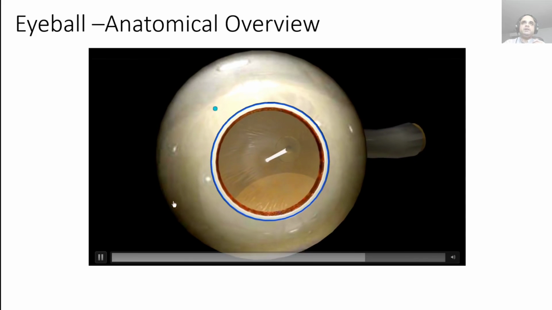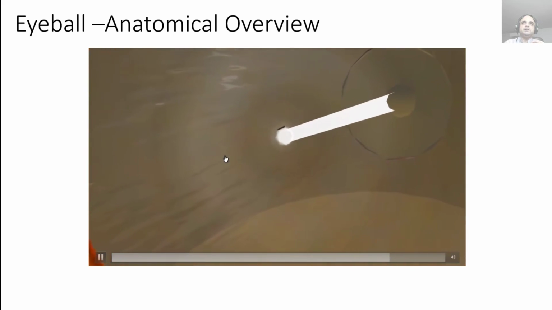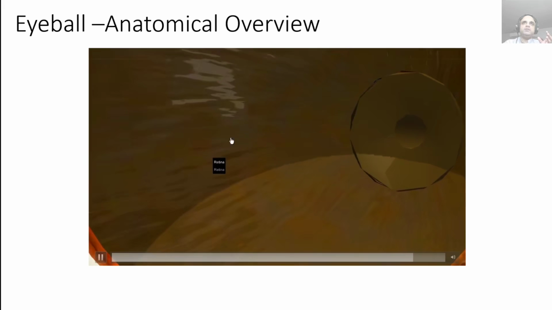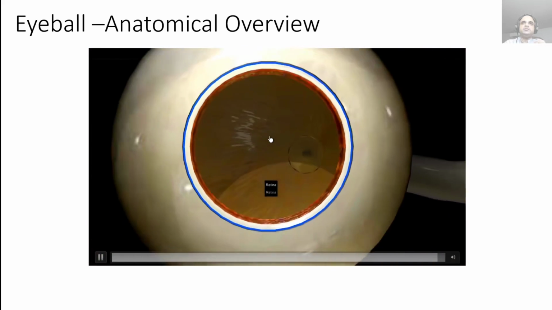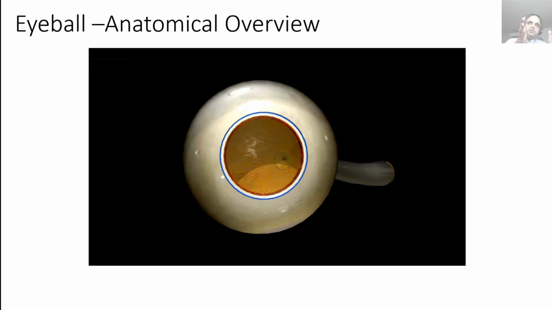So we are just removing various structures, and now we are looking at the retina. This is the vitreous. Now we removed the vitreous, and this is just the retina. This is the optic nerve. Now again, this is an animation. This is not a real picture, but this gives you an idea as to the three-dimensional nature of the eyeball and how various tissues would be damaged.